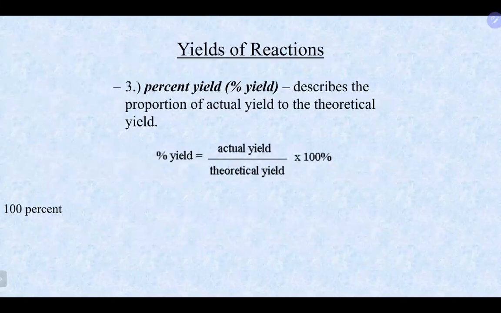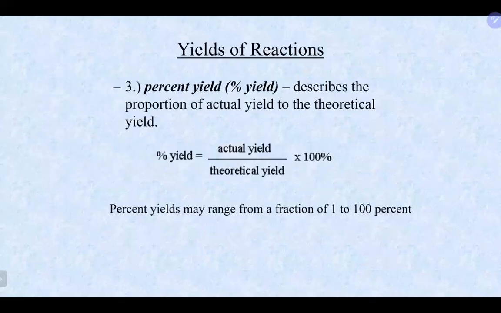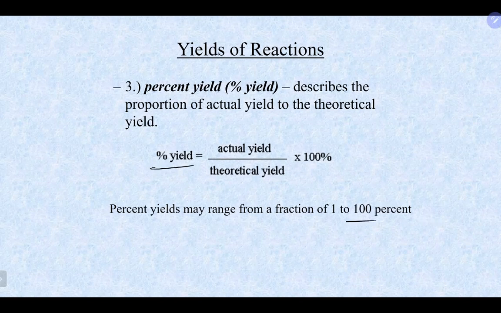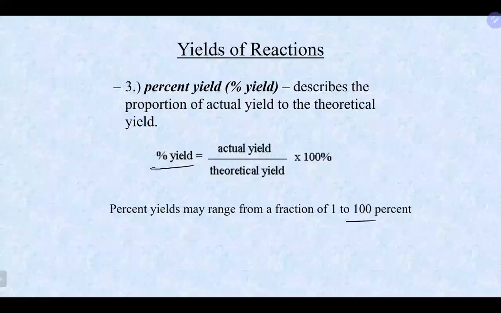And we can take the actual yield and divide it by the theoretical yield, and that will give us our percent yield. Typically on percent yield, we're looking for near 100. A larger number is good, but not too large, because if you get over 100%, that's usually not a good situation. If you get over 100% yield, that usually means that your actual yield is too high.